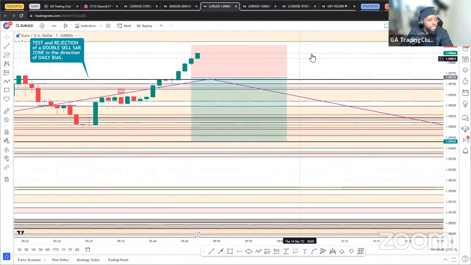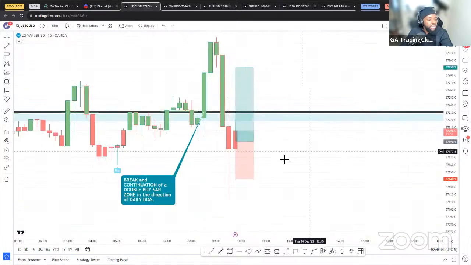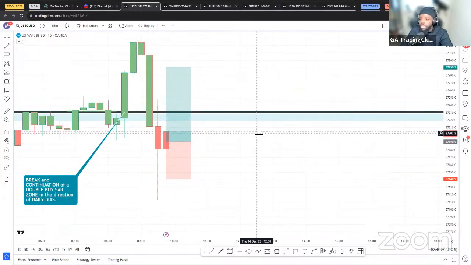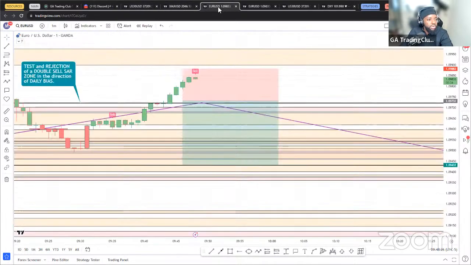Here we are waiting on this for the 1 minute. US 30 is currently up in profit. So if it gets to this zone right here, I would be setting break even for this trade. If it gets to a 1:1 risk to reward, which would be here, hopefully it does get there, that's where personally I'll be setting break even on that trade.